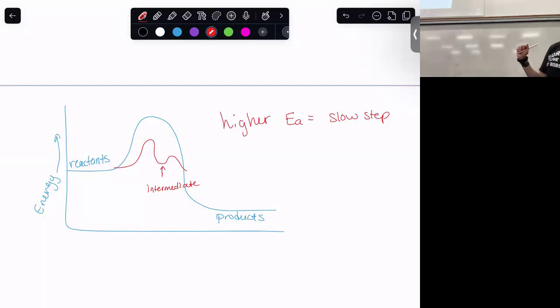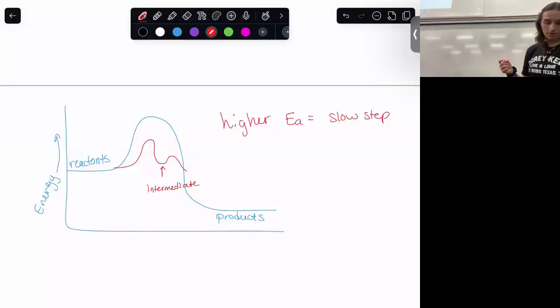Any other questions on catalysts and stuff like that? Okay, I have a question. You said we could change the energy of the reactants by increasing heat. How would that affect the activation energy, if at all?